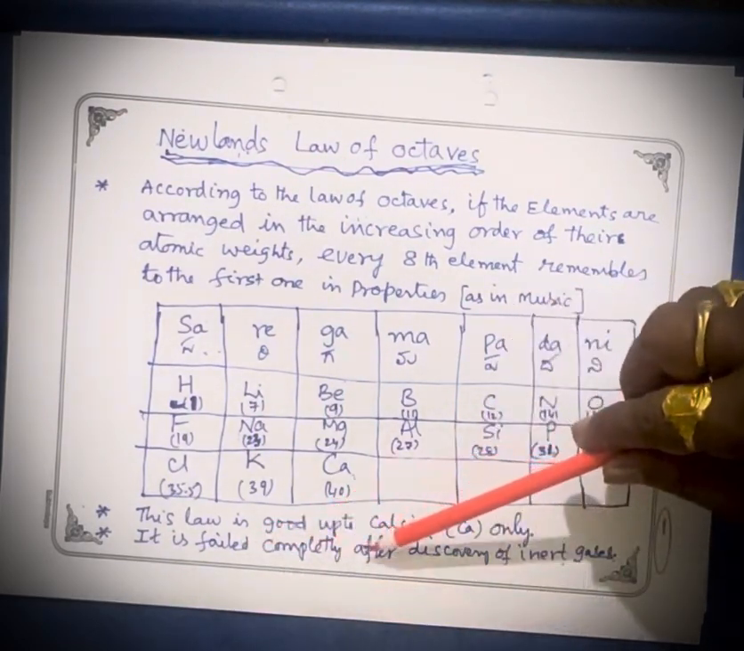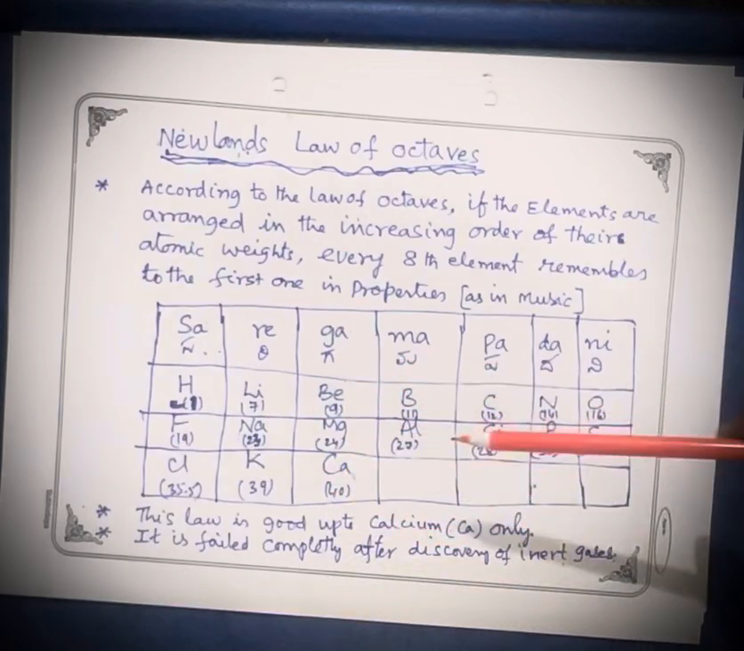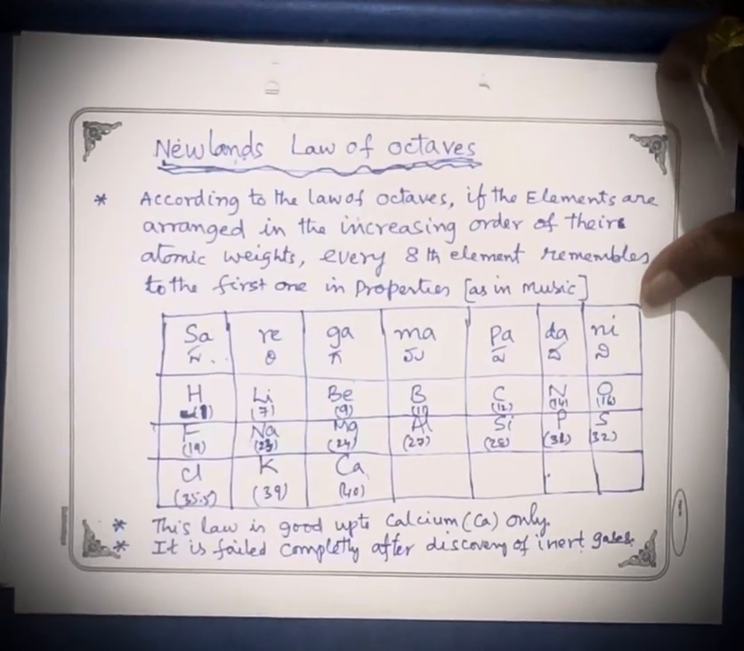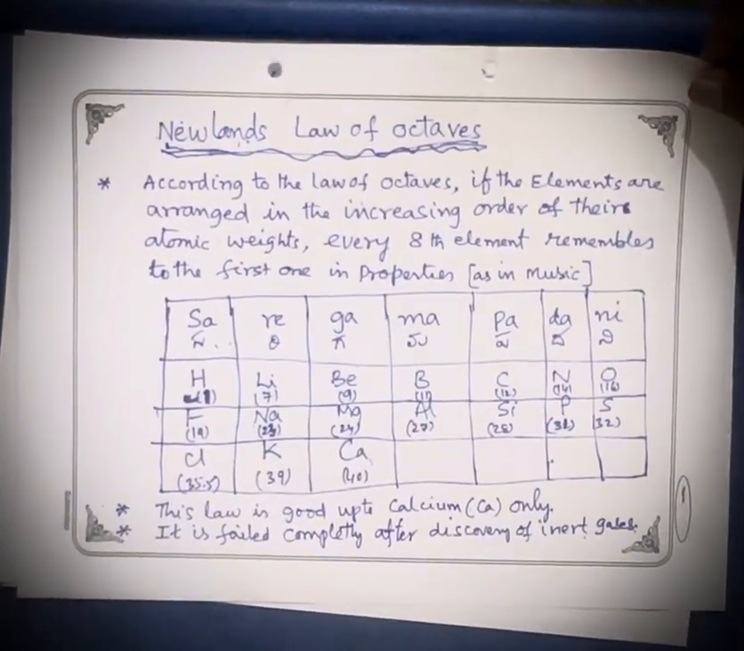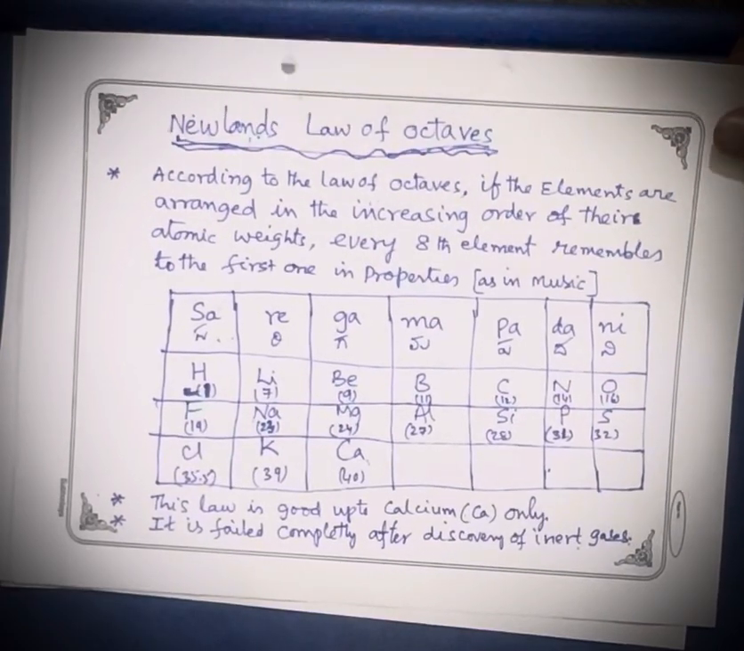It failed completely after the discovery of inert gases. When inert gases were discovered, they did not fit into this Sa Re Ga Ma Pa Da Ni Sa rule; they were not following it. So it failed beyond calcium, atomic number 20, though at that time atomic number was not known, up to calcium only.